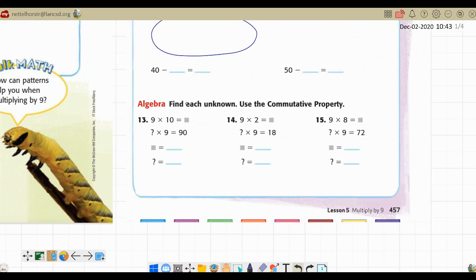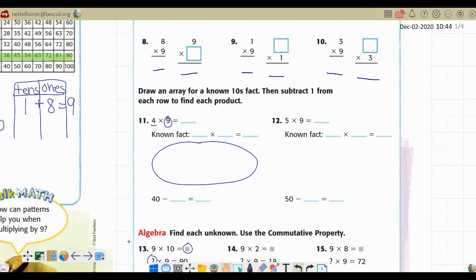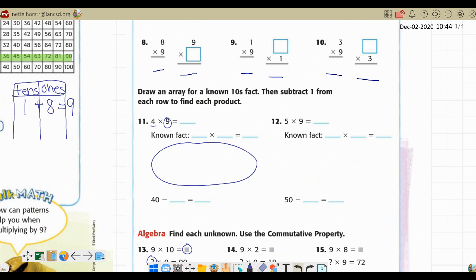Down here, you're going to find each unknown, use the commutative property. So you need to fill in each blue blank, okay? And if you want to write in your answer up here for the question mark and the gray box, that's fine. But what I am grading are these blue lines here. So you need to have an answer in each of these blue lines. Here you need to have an answer in each blue line, and you need to show your times 10 array with the last row cut off, crossed out, I mean.